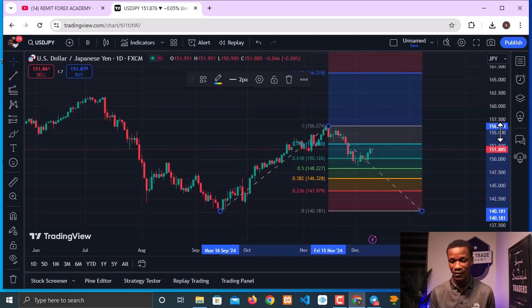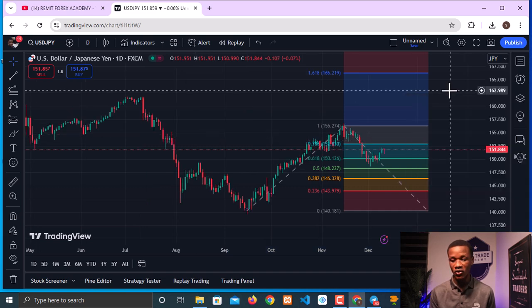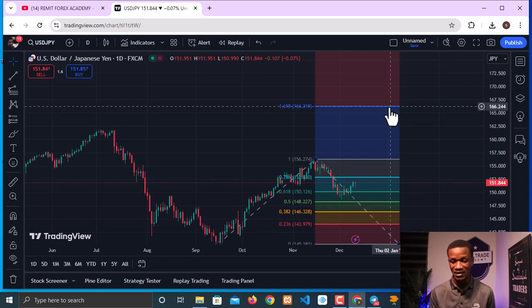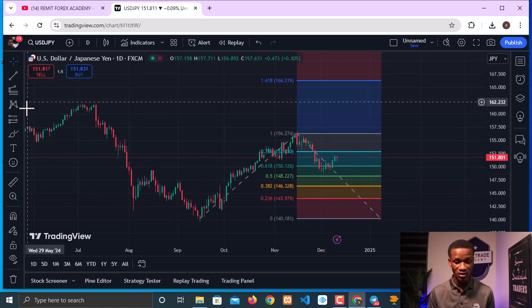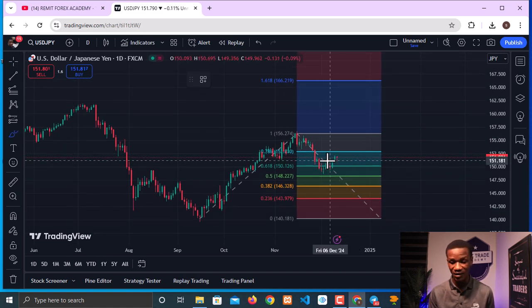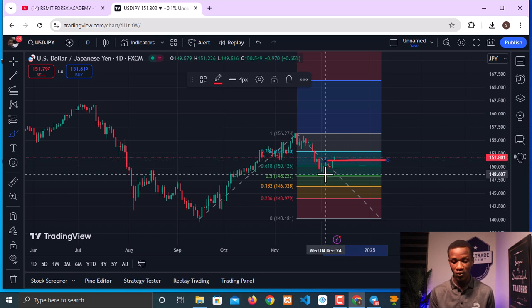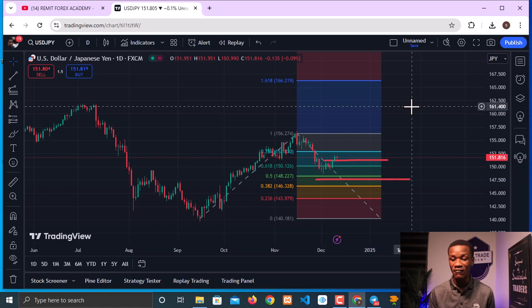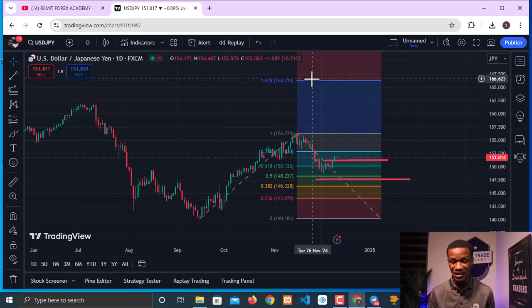So if you look at it right here, you discover that the first take profit target is at this very point of 166.24 on the USDJPY chart. What that means is, let's say for example, I enter a trade at this very point and then my stop loss is at this very area. My take profit target from the Fib extension is at this very point.